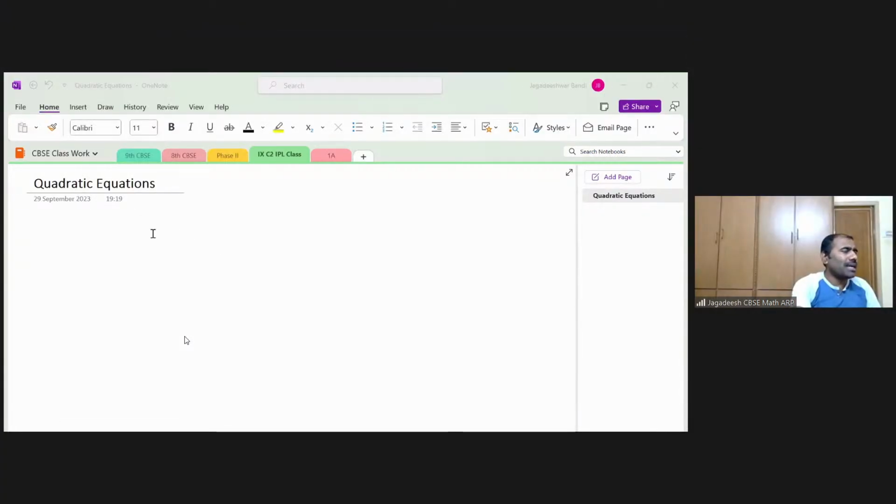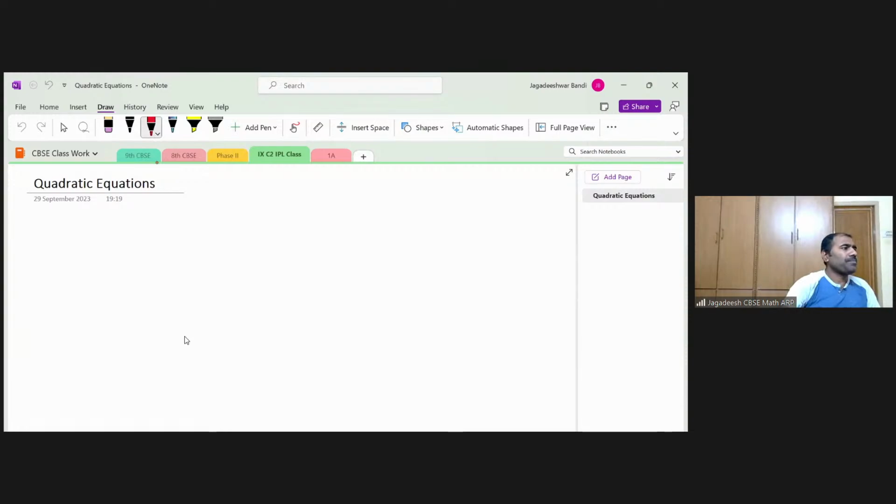Fine. So in that question, we need to find the value of alpha by beta plus beta by alpha. So first we will take LCM. After taking LCM, we get alpha square plus beta square by alpha beta. Soumya, are you following? Soumya, please respond.